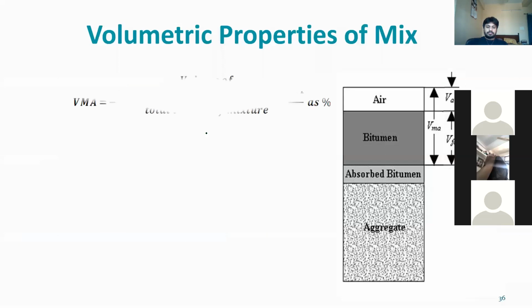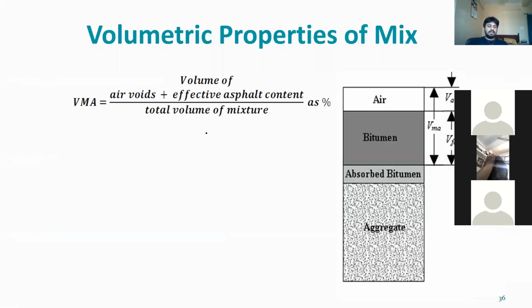Now using GMM, using GMB, using other parameters like percentage of volume, percentage of air voids, all those things. This percentage of air voids can be found now by using this formula with GMM.